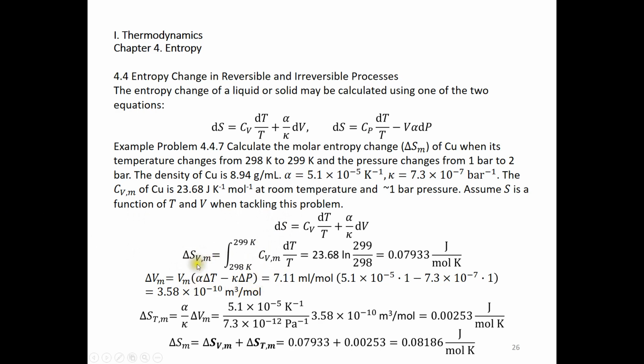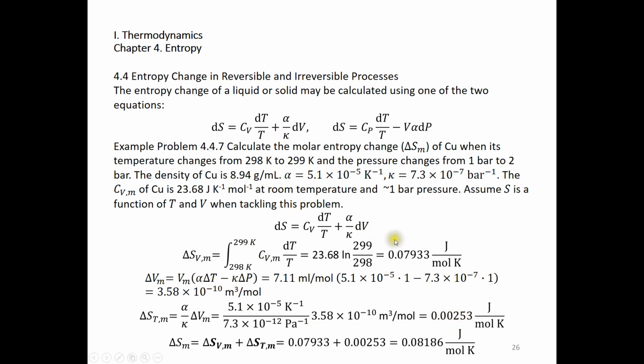So that's why the first term gives you the relative volume change due to temperature change, and the second term gives you the relative volume change due to the pressure change. We sum it up, and we get the molar volume change. It's a very small number in cubic meter per mole. Now we can compute this. We have alpha, kappa, and delta V. It comes from the second term for the differential of entropy. We just plug in the numbers, and we get this.